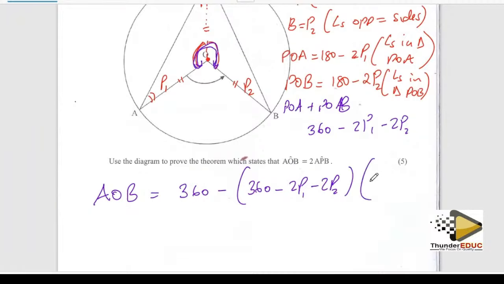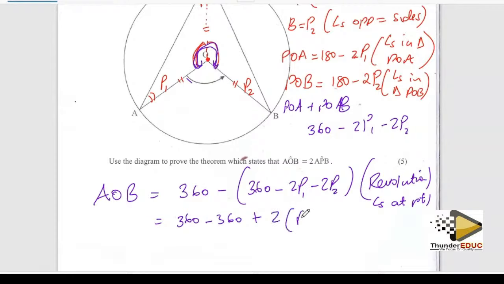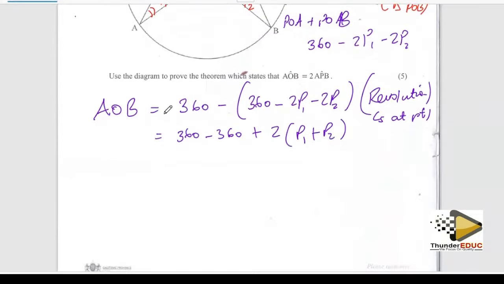The reason is going to be, it's a revolution, or angles at a point must add up to 360. So this plus what I got must give me 360. Open that. I'm going to have 360 minus 360 plus, and then a plus. So I'll factor out the two, P1 plus P2. So 360 and 360 will die out, and then I'll be left with twice P1 plus P2.